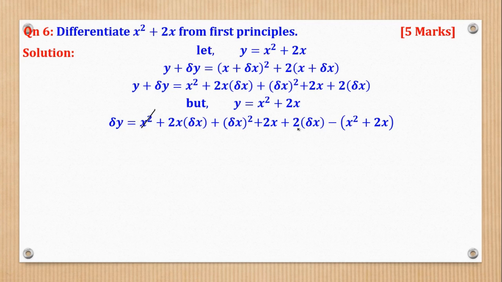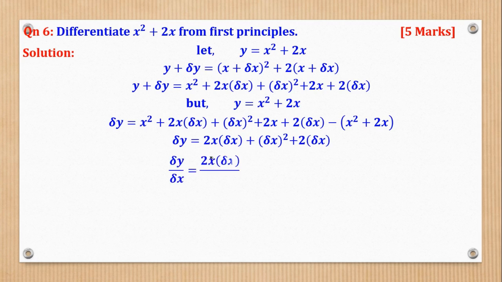Then from there realize that something cancels. This cancels. So I'm going to remain with small change in y equal to this, this, and that. From there, we want to divide to get small change in y over small change in x. So divide through by small change in x. So this divided by small change in x gives this. This one divided by small change in x gives that. This gives this, and this gives that.